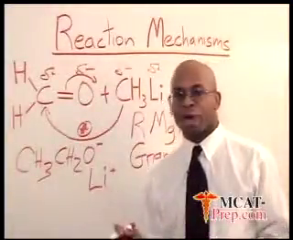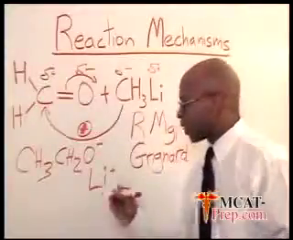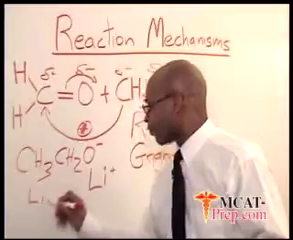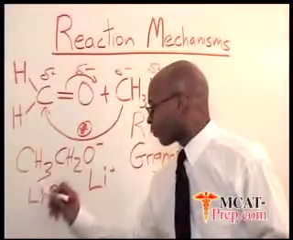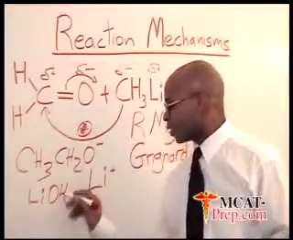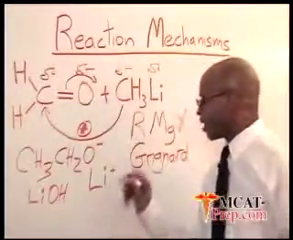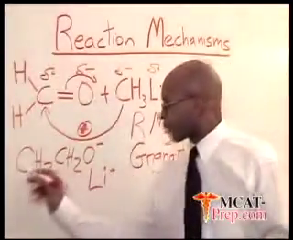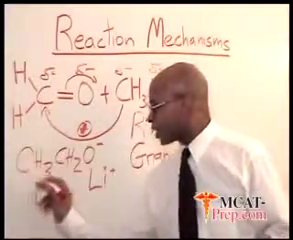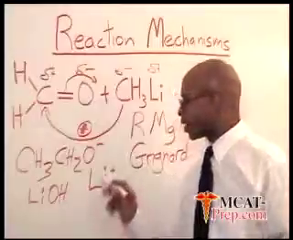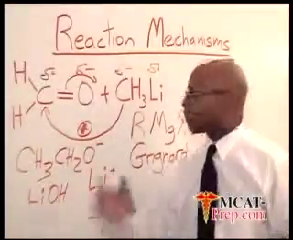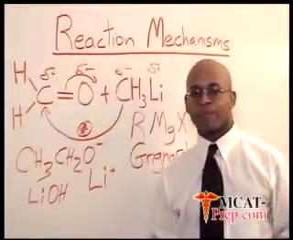In terms of naming the product, very easy. Because after all, how would you name this product? You would call this a lithium hydroxide. So here we have lithium. This is the ethyl group. So we have lithium ethoxide. So this is lithium ethoxide. And that is the organic product of this particular reaction.